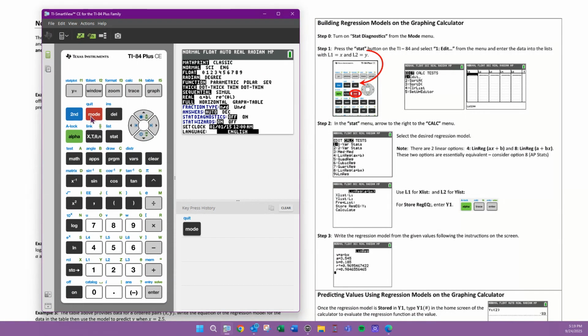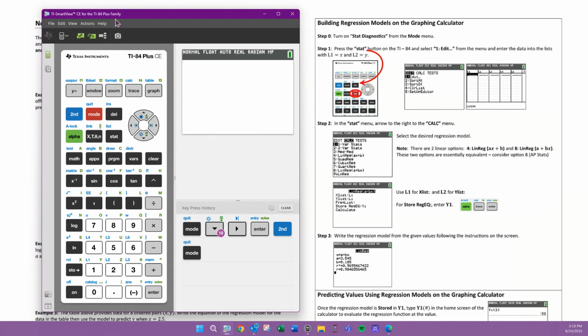So we go to mode, and we're going to scroll down to where it says stat diagnostics. So for me, that's on the screen, and I think for most of us we can see it. We're going to go to on and click enter so that it's highlighted on. To get out of the mode menu, we want to quit. So we press second mode and it goes back to the regular screen. I'm following these steps here now.